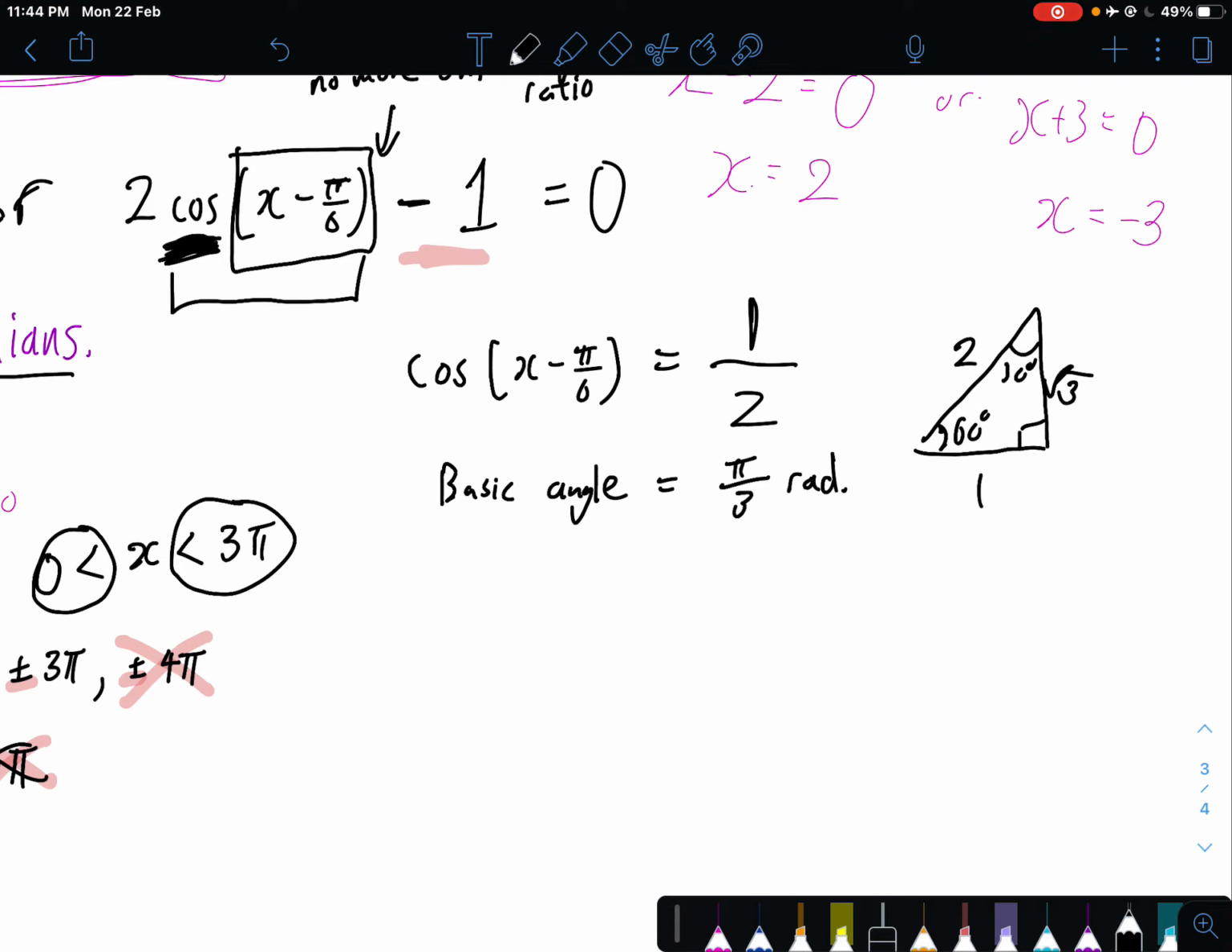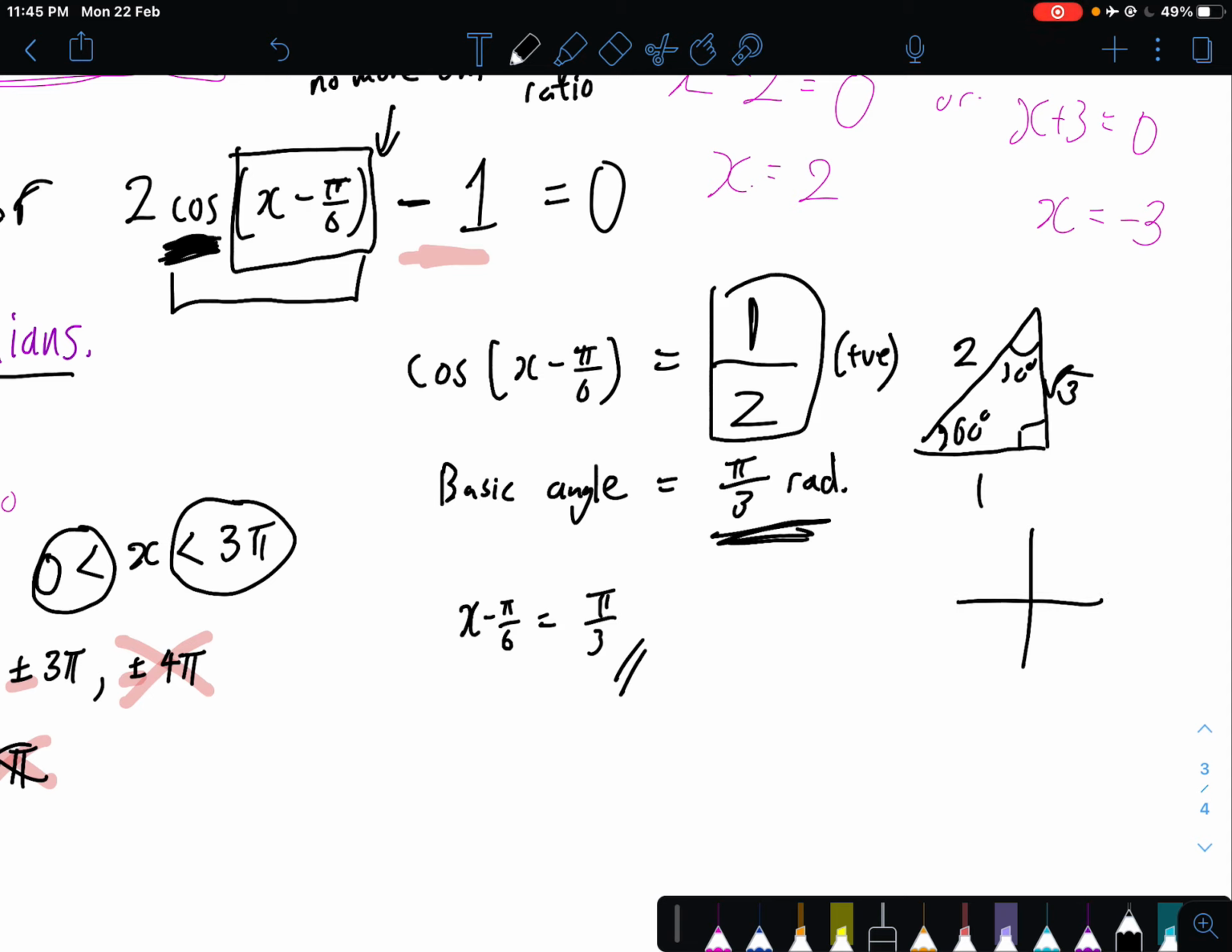Then in this case, you have the basic angle is this, but you have this quantity being positive. Can we just simply conclude, therefore x is equal to pi by 3? There's two mistakes with this. First mistake is, no, it's not just x, it is actually x minus pi by 6. And if you just stop there, that's still wrong, because we know that cosine is positive. You forgot to think about the ASTC.